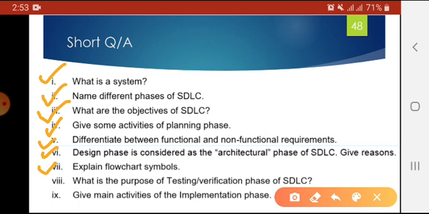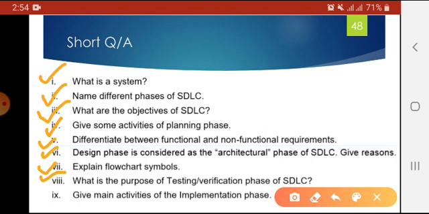Okay, question number 8 is about testing. What is the purpose of testing or verification in the SDLC phase? As we have already discussed in our previous lectures, the purpose of testing or verification is to evaluate an attribute, or the capability of a system, and to determine whether the system meets the requirements of the customers or not. If the system is delivering the correct results and meeting the customer's requirements, it means our system is perfectly working and ready to be delivered.